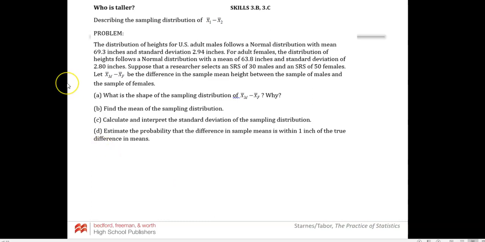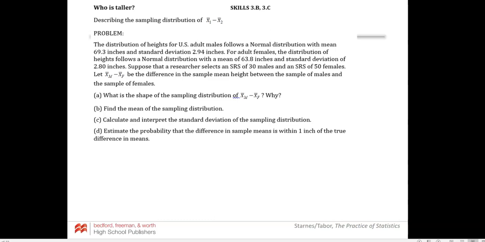Okay, one more problem just to try. You might want to stop it. Just try this on your own, work it out. I'll read it out to you. The distribution of height for U.S. males follows a normal distribution with a mean of 69.3, standard deviation 2.94. For adult females, also normal, the population has a mean of 63.8, standard deviation 2.8. Suppose the researcher selects a simple random sample of 30 males and a simple random sample of 50 females. Let X bar M, which is males, minus X bar F, females, be the difference in the sample mean heights. What's the shape of the sampling distribution?